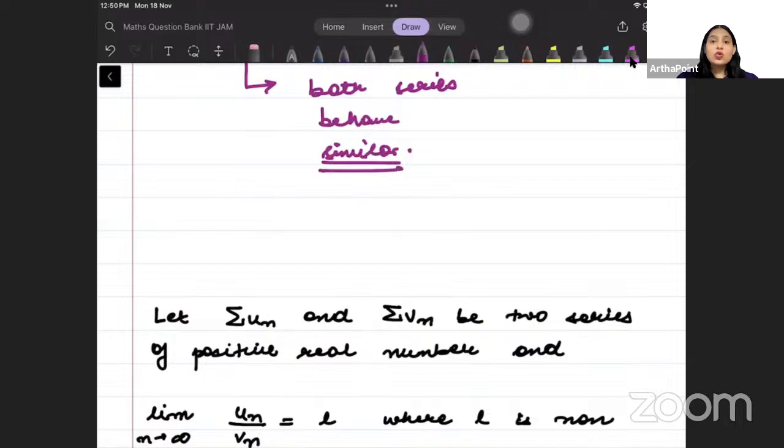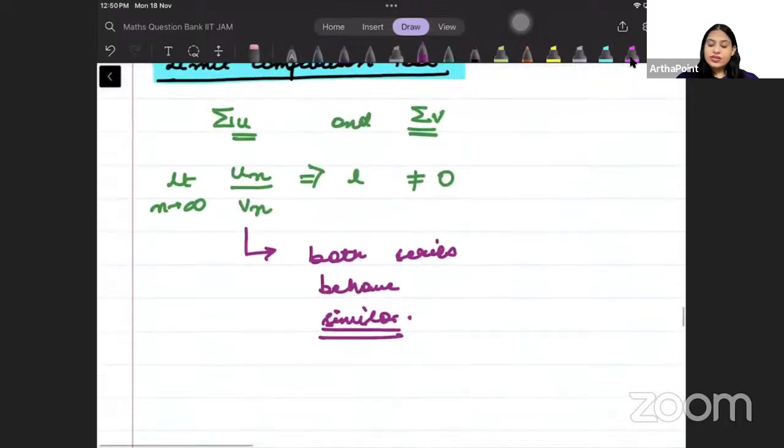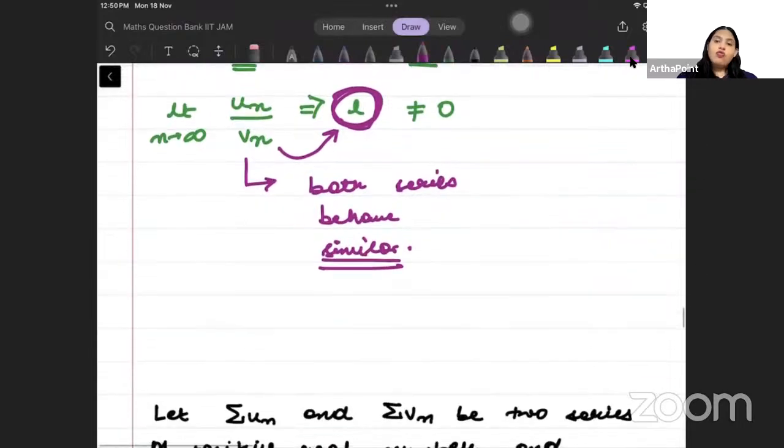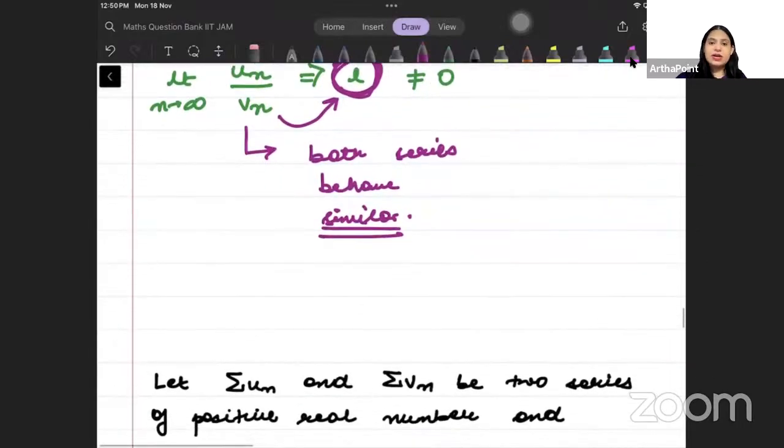ये नहीं कह रहे हैं कि दोनों सीरीज, मतलब अगर if you get the ratio to be a finite number, then they will converge, ये नहीं कह रहे हैं. We are saying that if you get a finite number, then both the series, they will behave in the similar way, right? What is the meaning of behaving in the similar way?